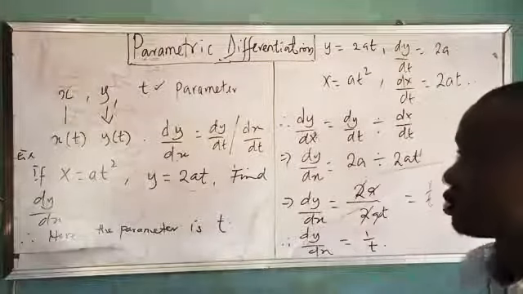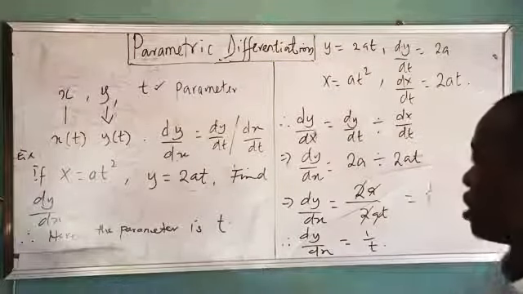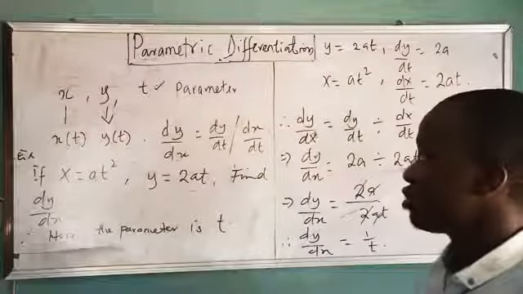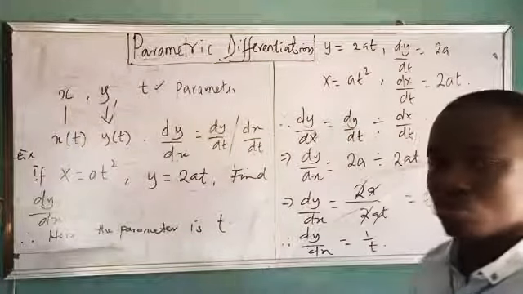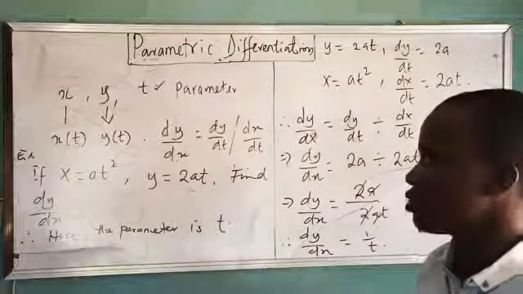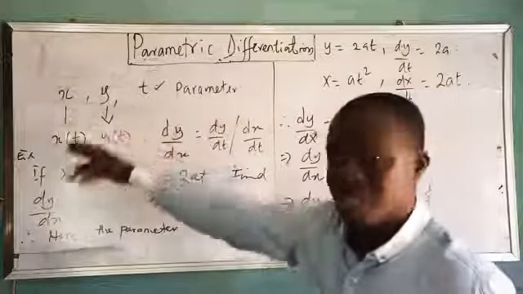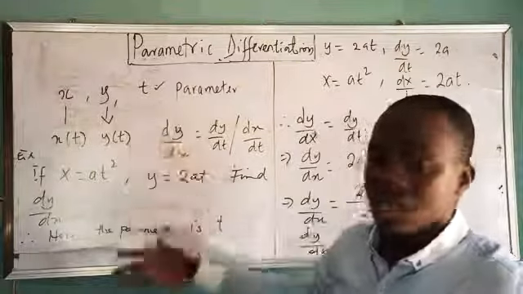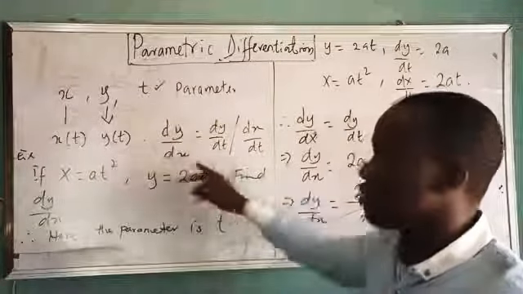Let me come again and try to recap all I just said. If you are talking about parametric differentiation, what you have to know is that you'll be given 3 variables, where 2 of the variables are expressed in terms of the third variable. As we have here, x is expressed in terms of t, y is also expressed in terms of t, which means t is our parameter. Understand? Now look at this formula, because this is the formula we are going to use.